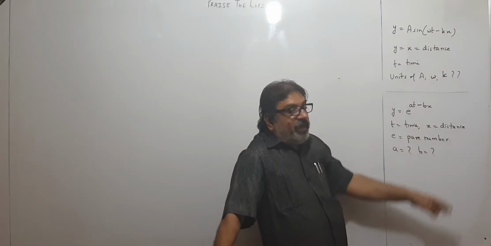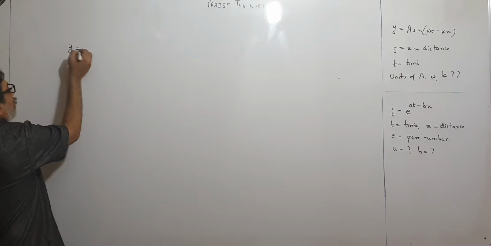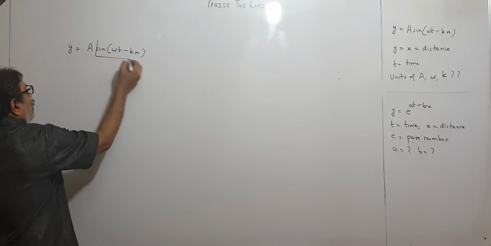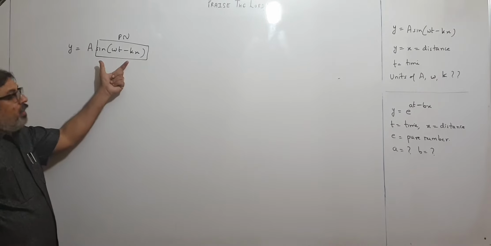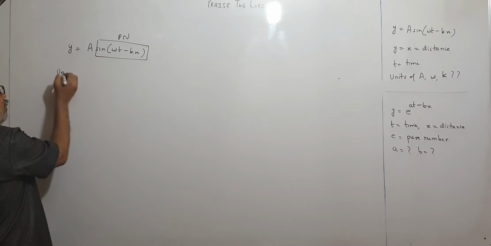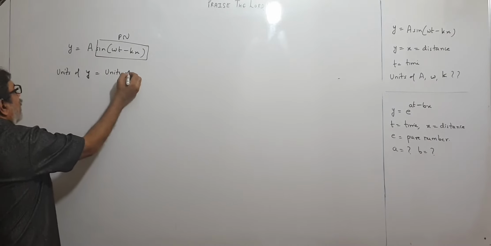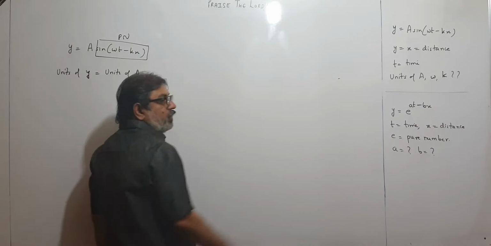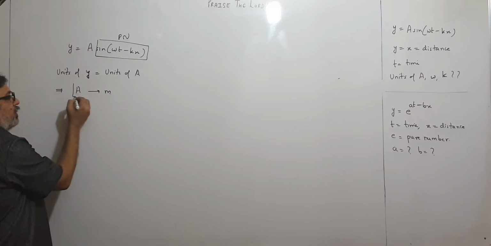What are the units of A, omega and k that we want? Children, please understand, we are having y equal to A sine omega t minus kx. It was told to you that sine theta is a pure number. So this much part will have no units. That means whatever are units of y, that will be units of A. So units of y is equal to units of A, because this is a pure number. It is told to me that y is distance, so y has got unit meter. That means A has got unit meter. So we come to the conclusion of A.